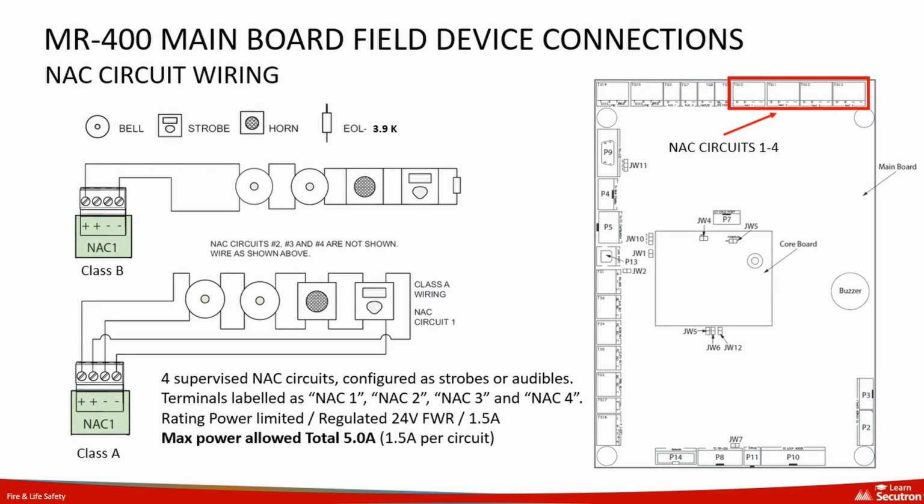The notification appliance circuits, or NACs, are used to connect notification devices like bells, strobes, and horns. The wiring configurations for both Class B and Class A NACs can be utilized directly. The board supports 4 supervised NAC circuits with terminals labeled NAC 1 through NAC 4. The power rating is limited to a regulated 24-volt full-wave rectified output for each 1.5 amp circuit, with a maximum total power allowance of 5 amps across all circuits.